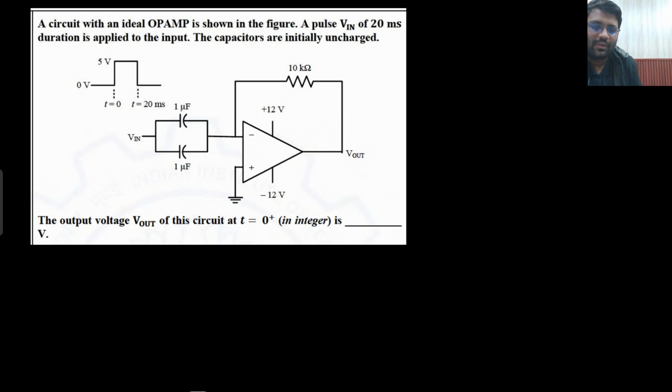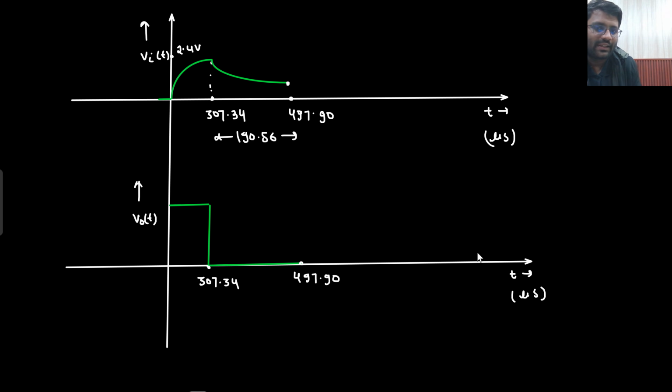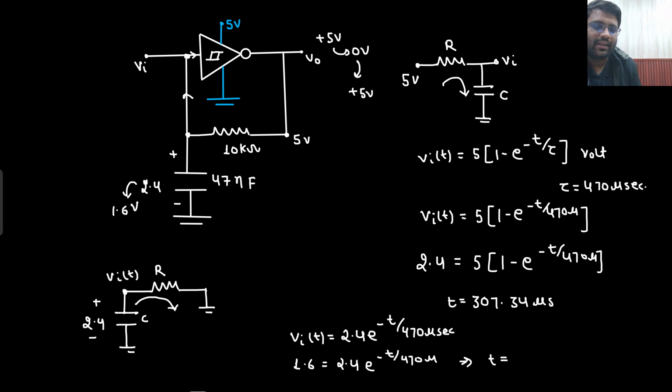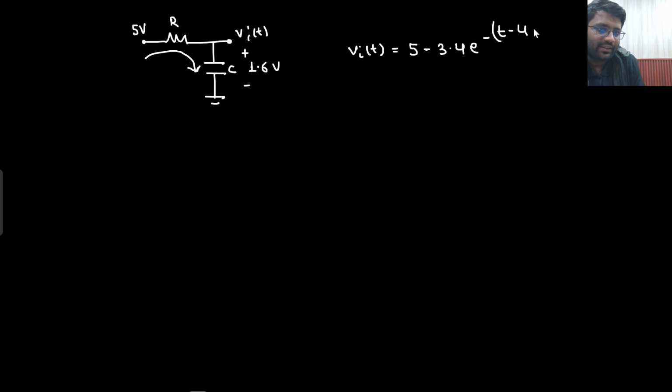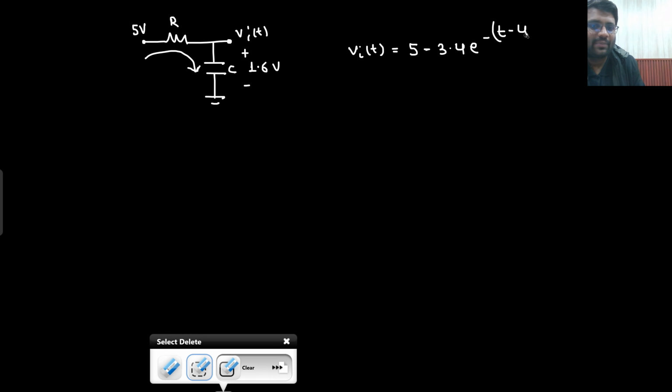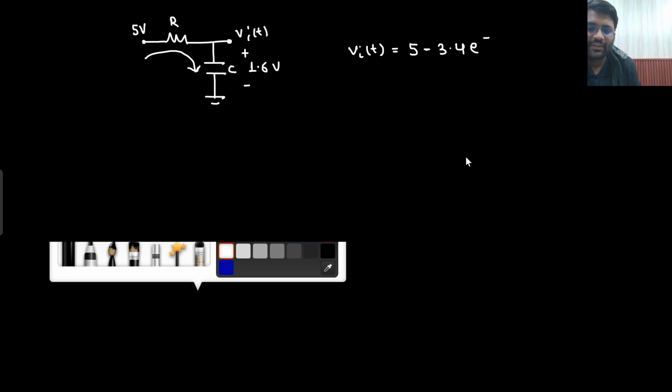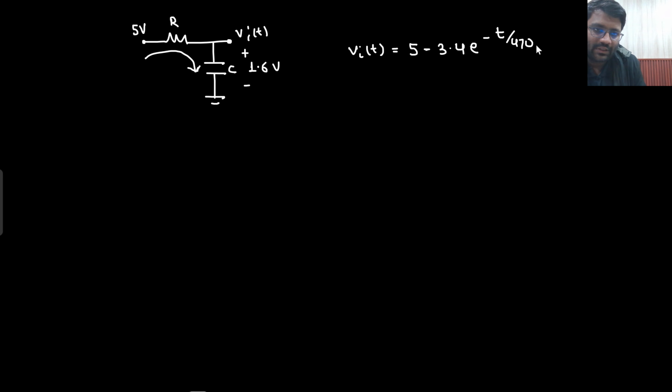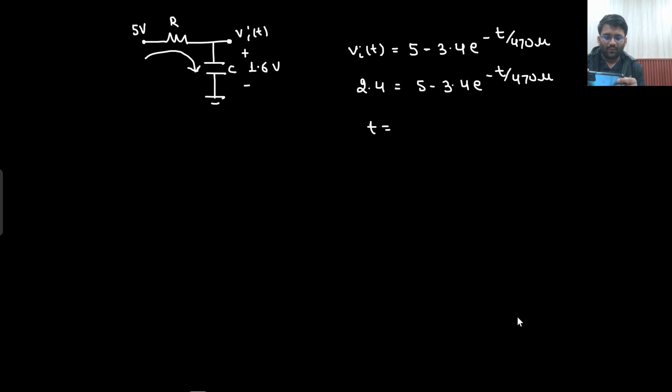Ideally, it will be starting from 497.90, so in this equation I should put T minus 497.90, but I don't care about that. I will simply find the time and then I will add it up. I don't want to make my equation complex. So T by tau, which is 470 microsecond. Now where would the transition take place? At 2.4, with e to the power minus T by 470 microsecond. From here you can get the value of T. So ln of 2.6 divided by 3.4 into 470 gives 126.08 microsecond.